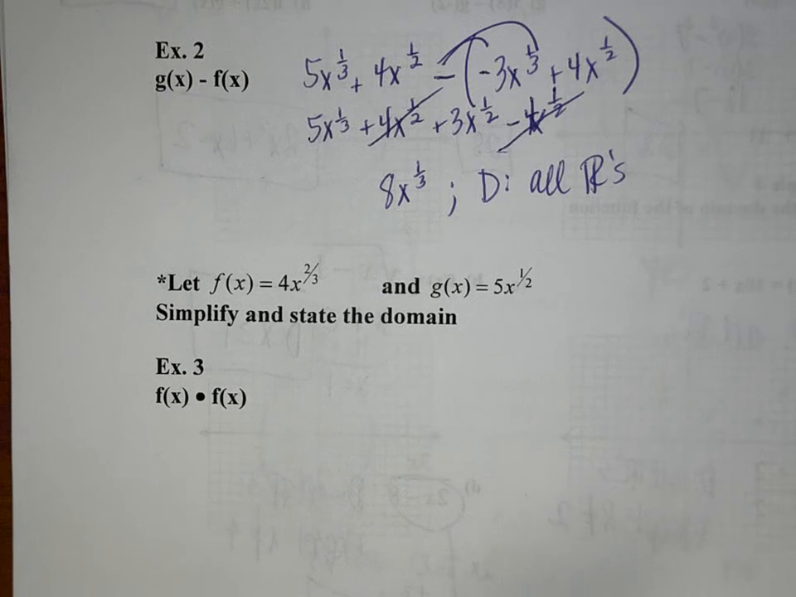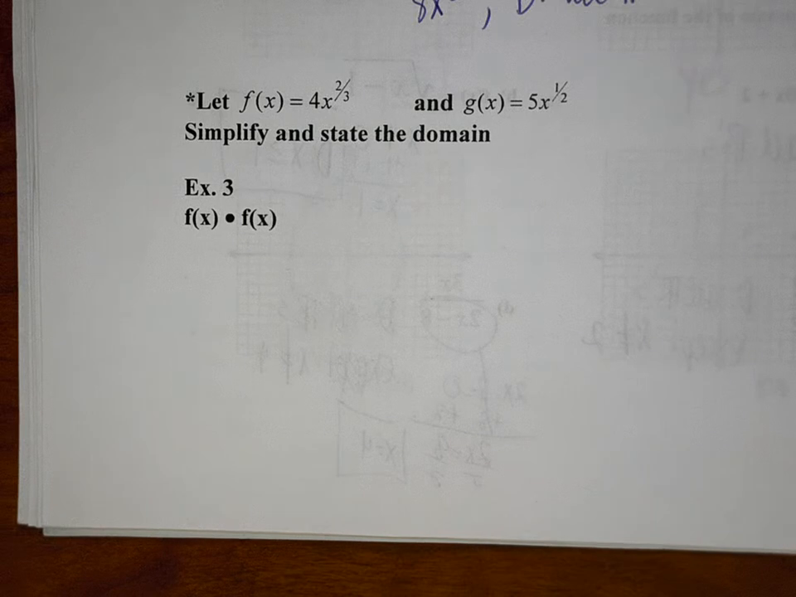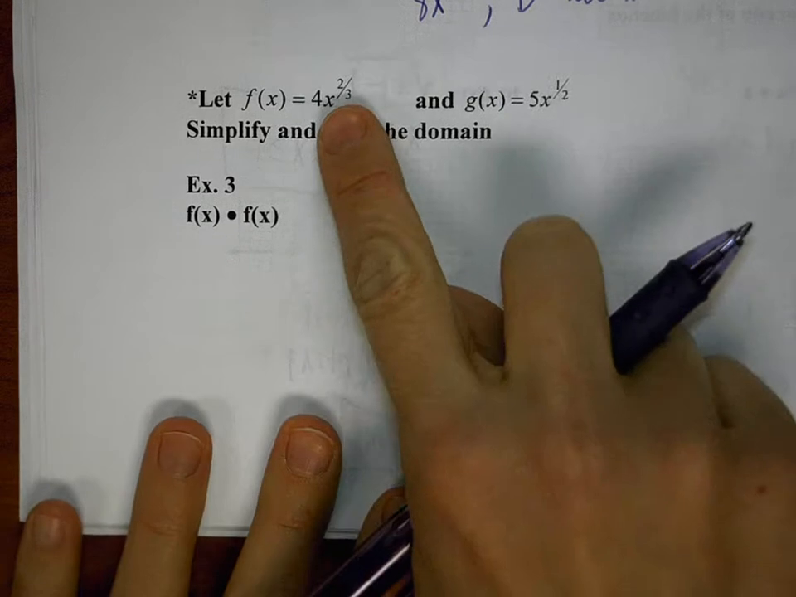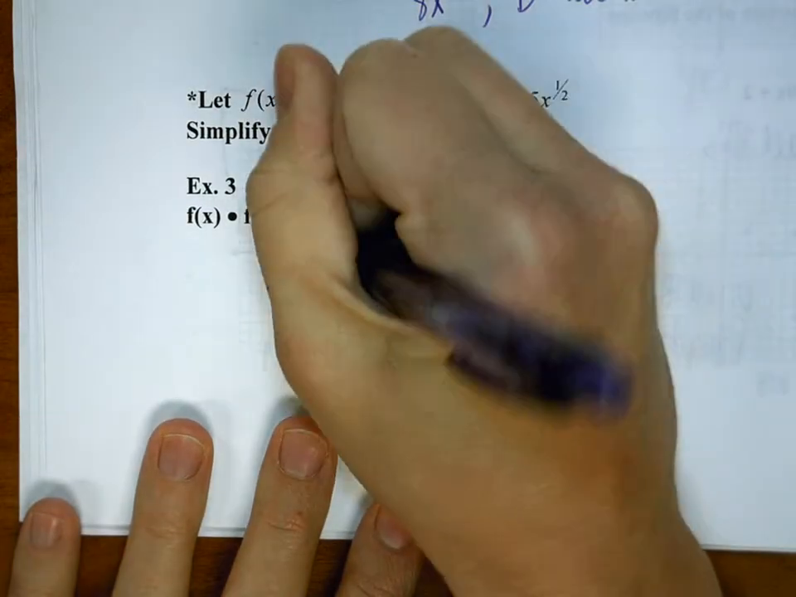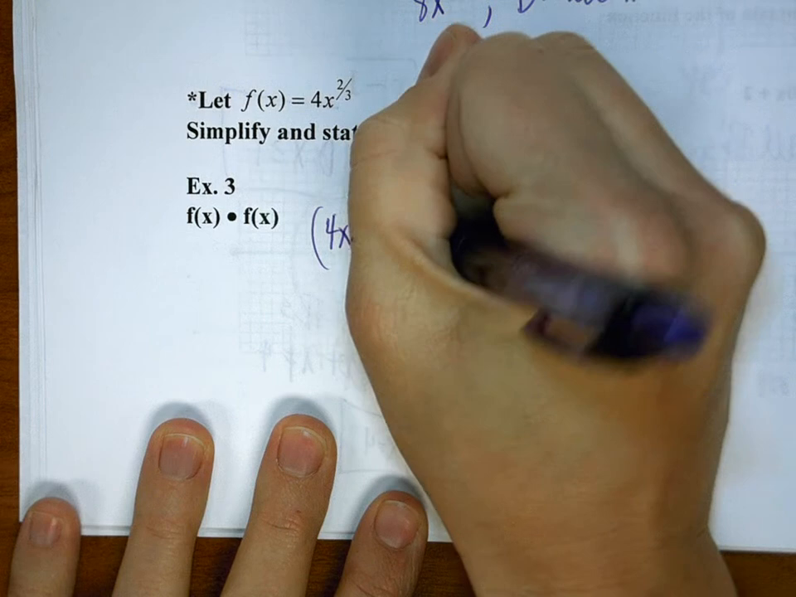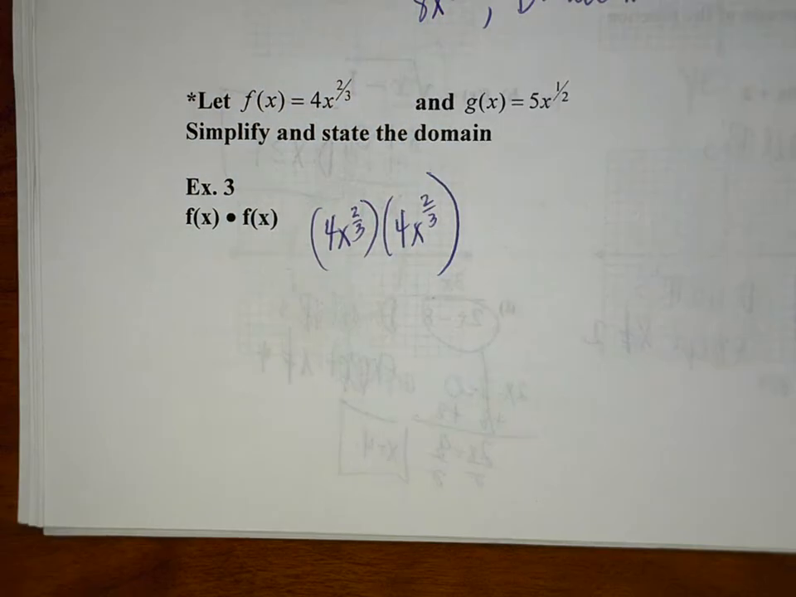All right, this next part has the same instructions. We just have different f of x and g of x now. So this is saying f of x times f of x. So f of x is 4x to the 2/3 times 4x to the 2/3. Who thinks they know what to do on this?